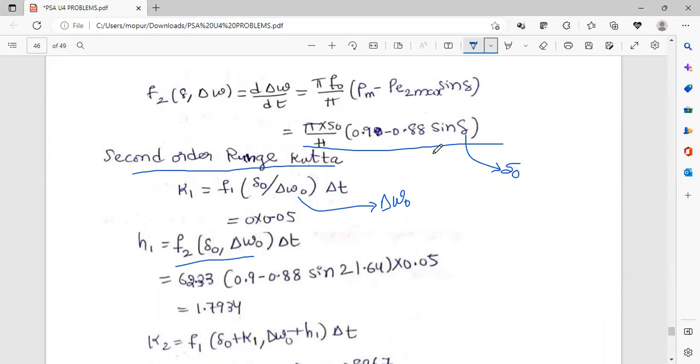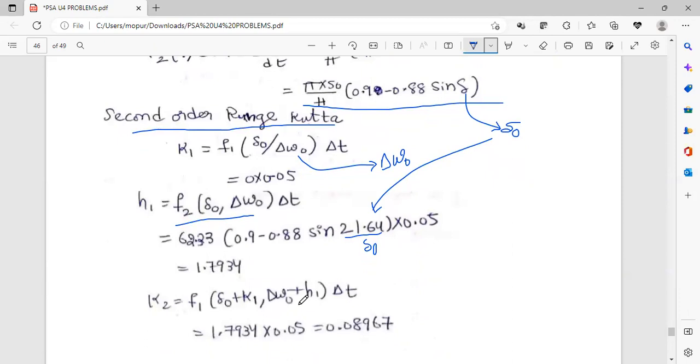And this pi into 50 by H is giving 62.83, into 0.9 minus 0.88 sine of the value of del naught. So if you take this, you will be getting H1. Now, K2 is F1 of del naught plus K1, comma, del omega naught plus H1. What is this? This is equal to del omega naught plus H1.